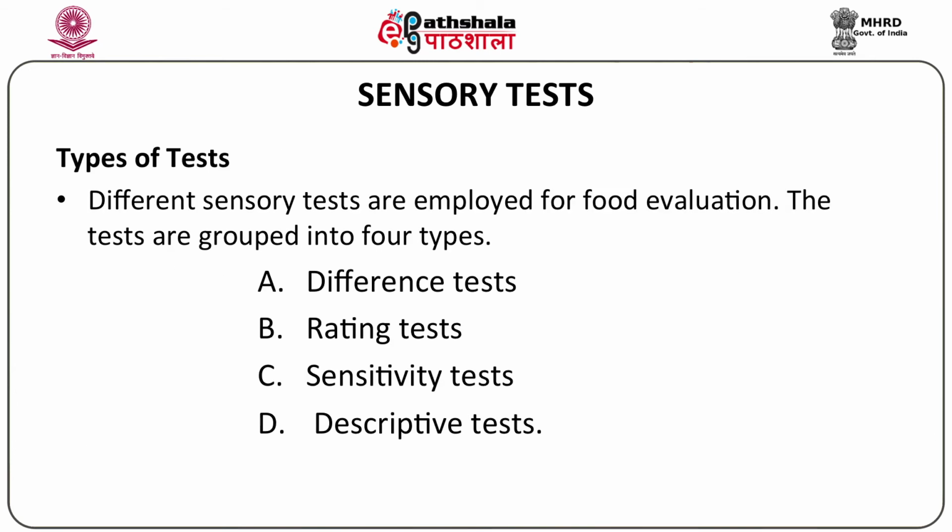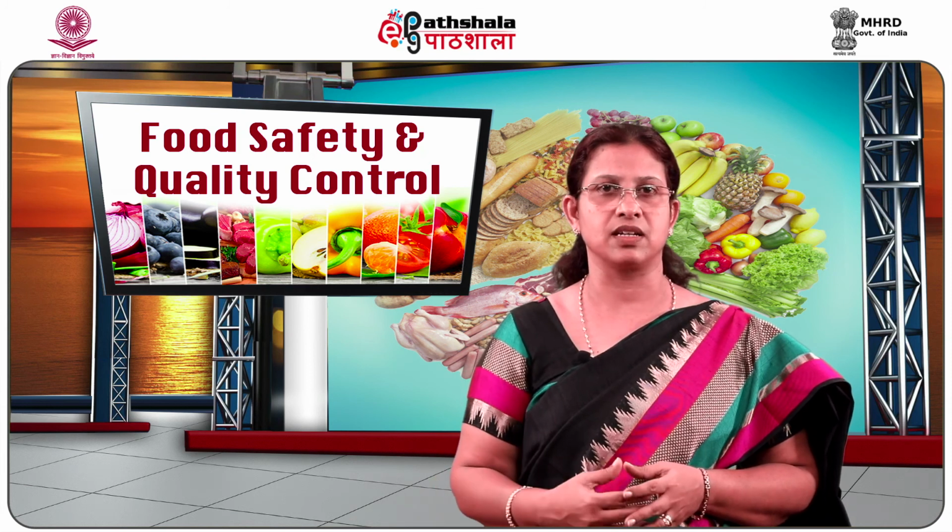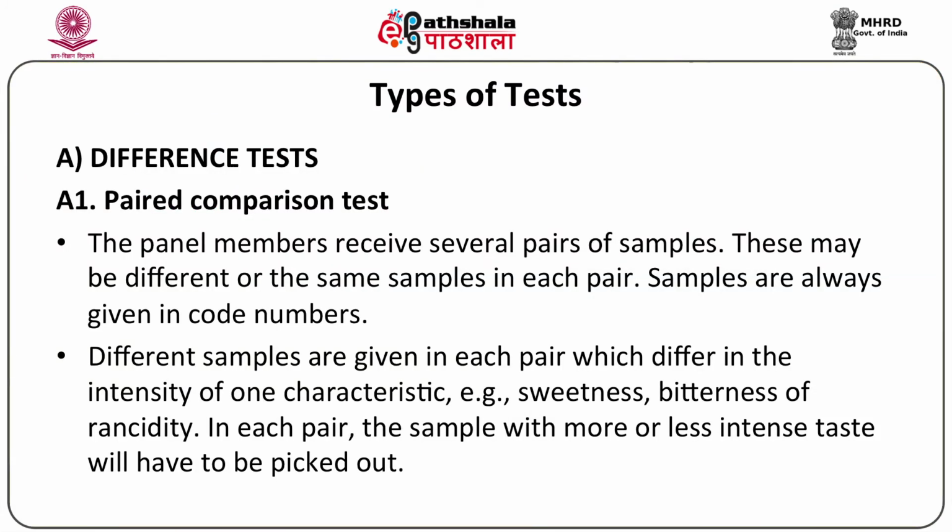What are the basic different tests which we can use for food evaluation? They are grouped into 4 categories: difference tests, rating tests, sensitivity tests, and descriptive tests. Let us see each of these in detail. Under difference tests, you have the paired comparison test, where a panel member receives several pairs of samples. These may be different or the same samples in each pair, and the samples are always given in code numbers. Different samples in each pair differ in the intensity of one characteristic. Example: sweetness, bitterness or rancidity. In each pair, the sample with more or less intense taste will have to be picked out.